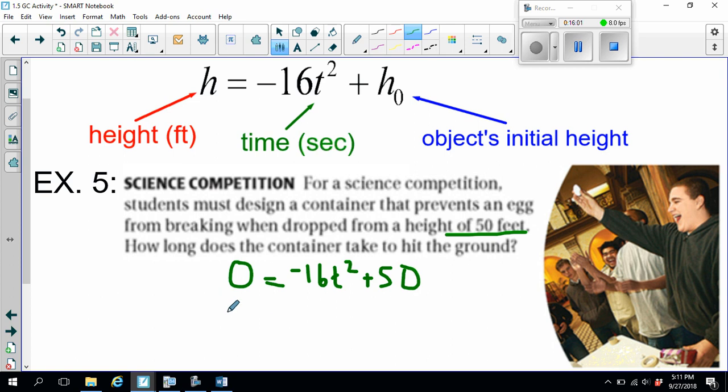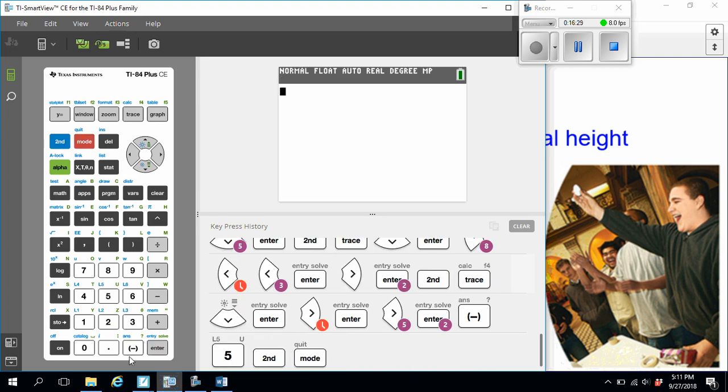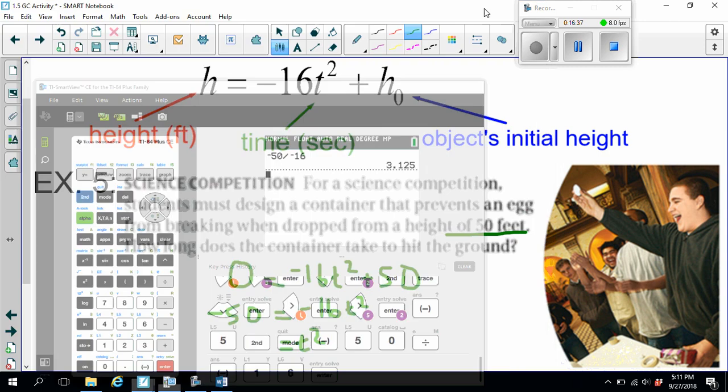So remember, we subtract 50, so I have now negative 50 equals negative 16t squared. Then I divide both sides by that, so I get t squared equals. And then make sure you can plug that into your graphing calculator to get that answer. So let's go ahead and do that. So we have negative 50 divided by negative 16, which we get 3.125.